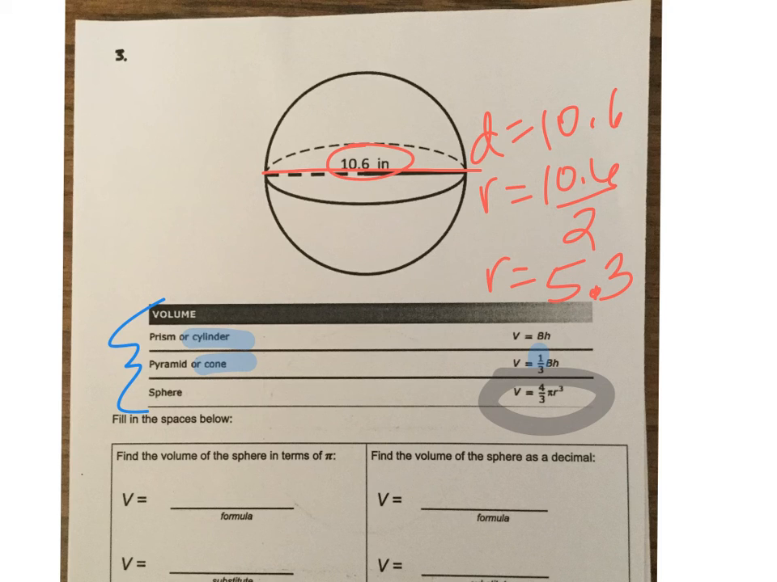Now that's all you really need to know, because here's my formula: 4/3 is just 4/3. You can put that into your calculator, control divide, 4 in the numerator, 3 in the denominator. Then you have pi, which you can use the pi button. Then you have r to the 3rd power. So times 5.3. I'm going to use parentheses, to the 3rd power.